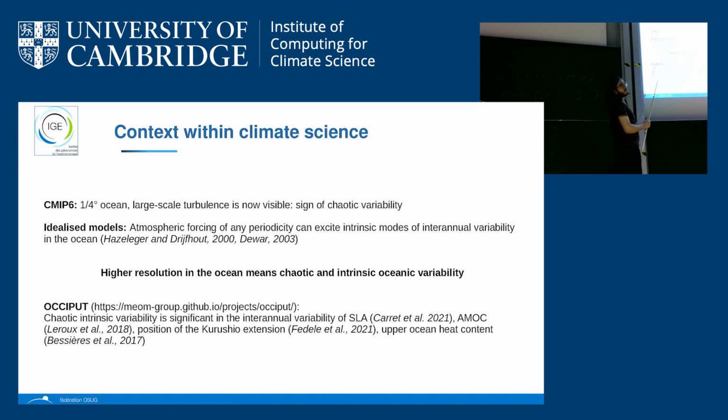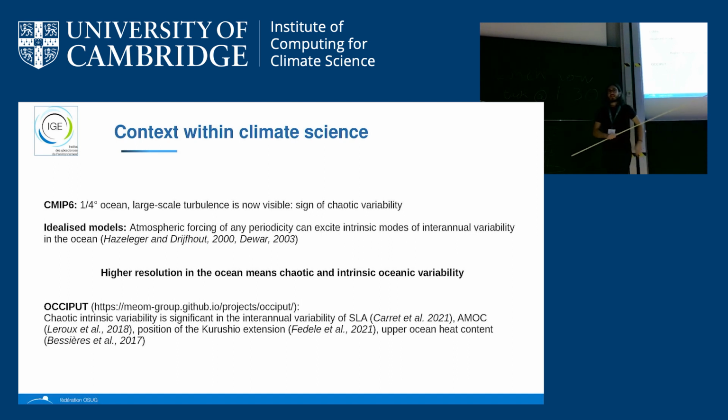Something that's more specific to the ocean, some idealized model studies have shown that atmospheric forcing of any periodicity will excite some intrinsic modes of interannual variability in the ocean. What this means is, regardless of what happens in the atmosphere, if it's just stochastically varying, if you have a climatological cycle, etc., there are some modes of variability that are specific to the ocean, and they will be excited by any atmospheric forcing. That's in an uncoupled model. So first sort of conclusion, higher resolution in the ocean will mean there is some chaotic and intrinsic oceanic variability.